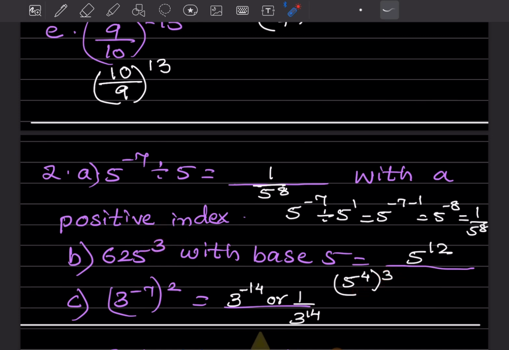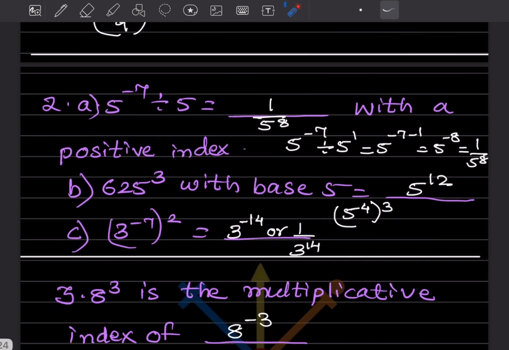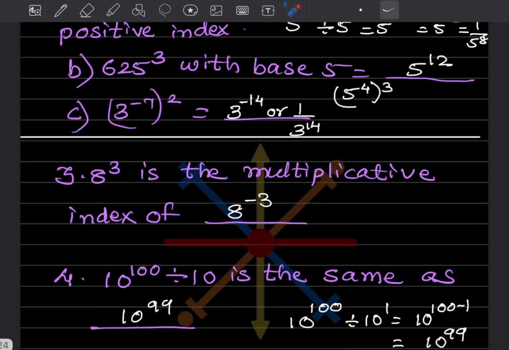Now you know the rule for this one. a raised to m, raised to n, you are going to multiply it: mn. So this is going to be 4 threes are 12. The rules are very important, so you have to learn the rules perfectly. So the answer is going to be 5 raised to 12. Now again, this is a raised to m, raised to n, that will be mn. So this is going to be minus 14, or to make it positive, you can also write 1 by 3 raised to 14.